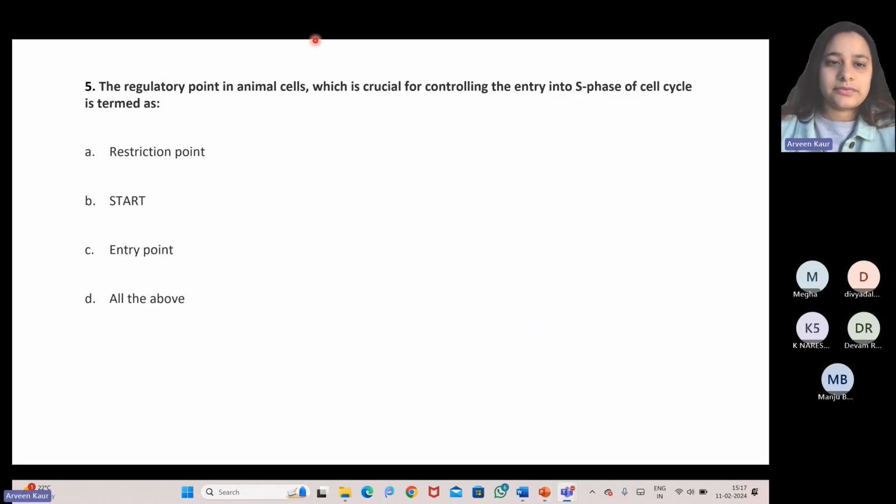So moving to question number 5: the regulatory point in animal cells, which is crucial for controlling the entry into S phase of the cell cycle, is termed as A, restriction point, B, start, C, entry point, or D, all of the above.